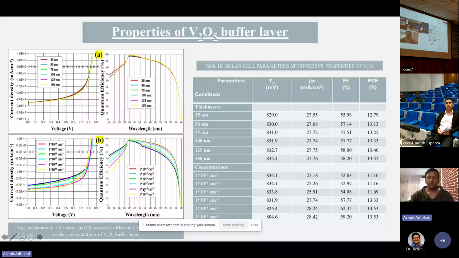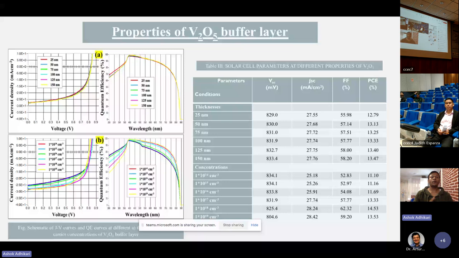So it will increase the efficiency. That's why it should be higher as compared to the absorber layer. But if it is lower, the carrier concentration can absorb the photons and impact the efficiency. So initially it is lower and then starts to increase. Here we obtained a high efficiency of 14.53 for the 1 × 10^18 cm^-3 concentration of B2O5.